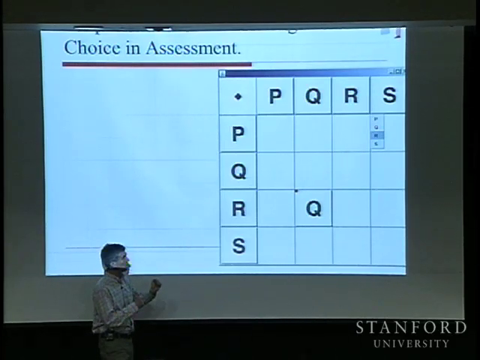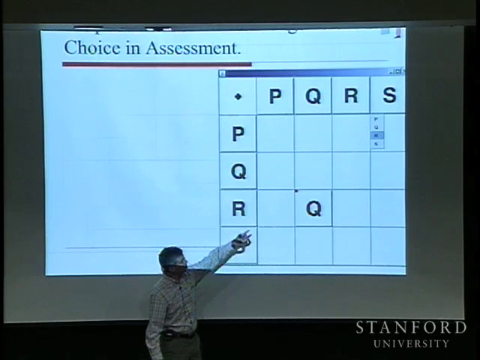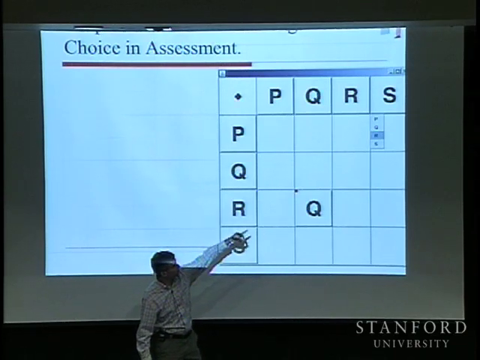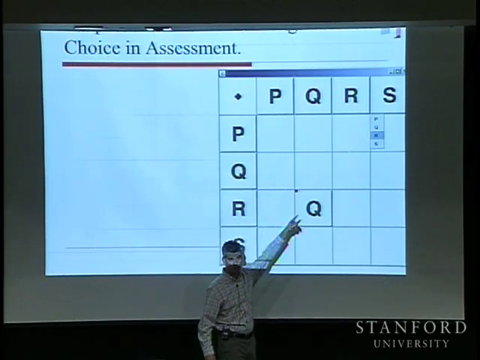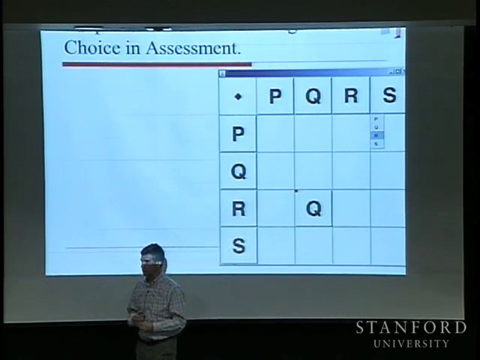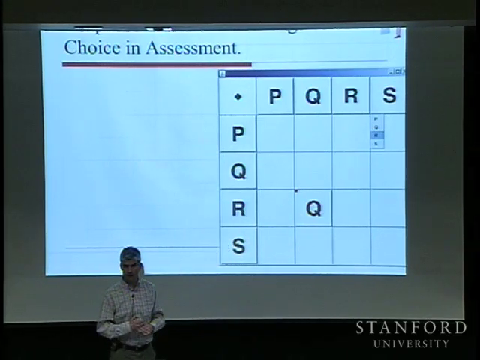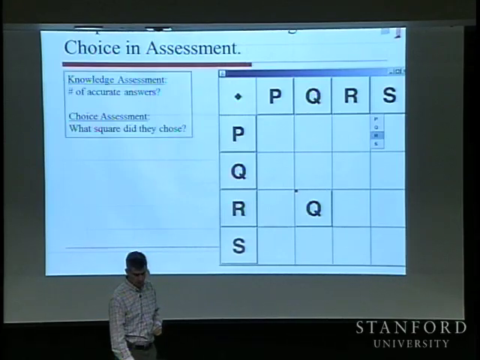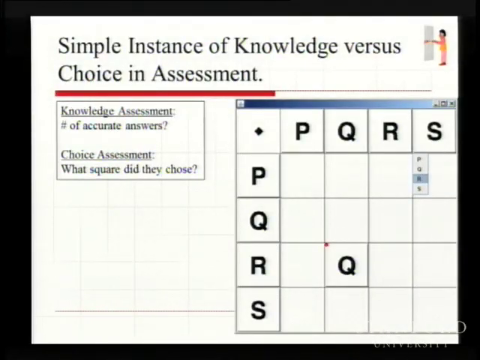And so students basically went through and they would click on squares and make their guess as to what belonged in the square. And that was sort of the game that they had to do. Make sense? So we did a knowledge assessment, which is the number of correct answers that they got on the squares. And we did a choice-based assessment. We looked at which square they chose. We didn't care whether they got it right or wrong.